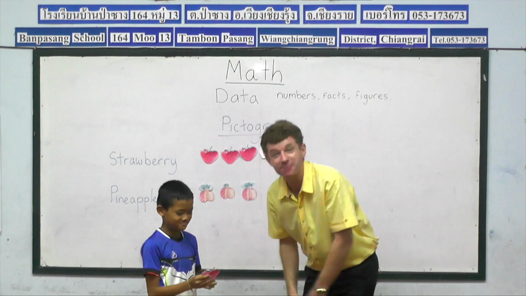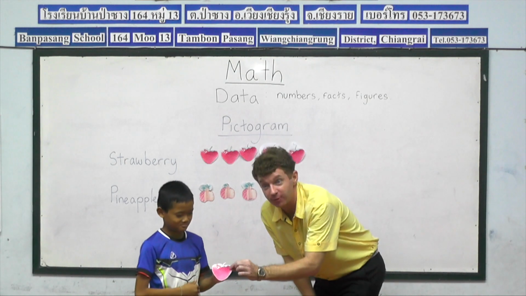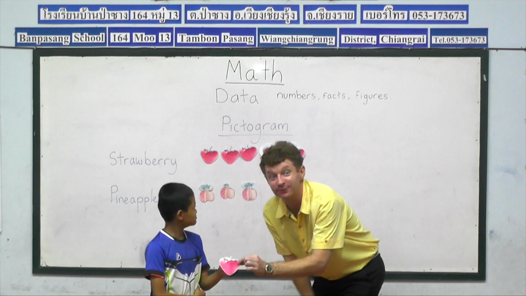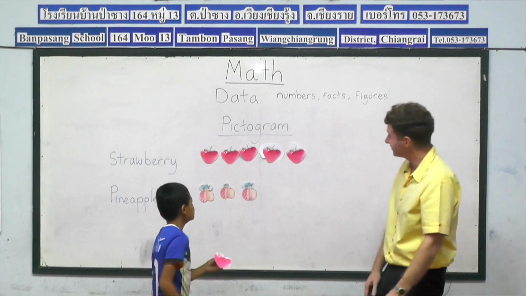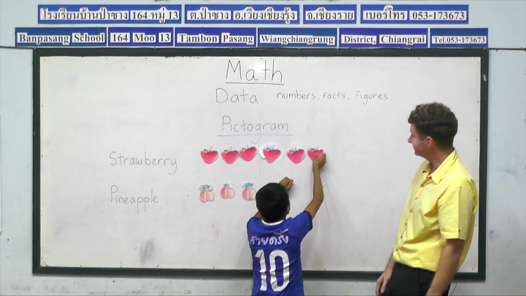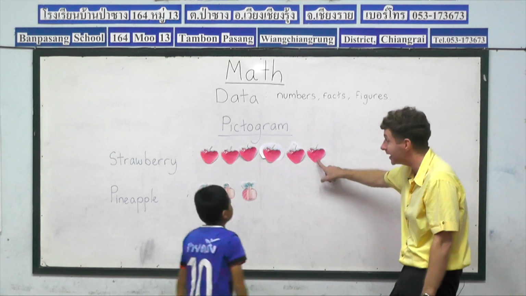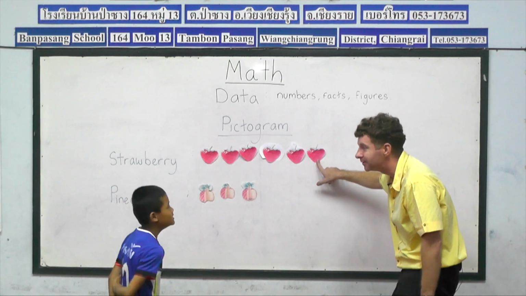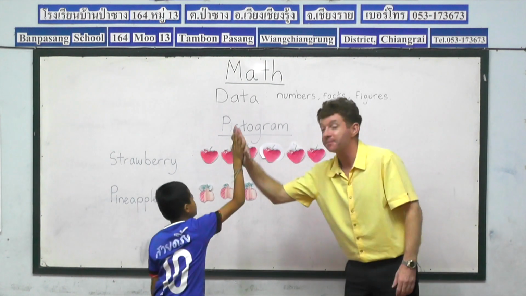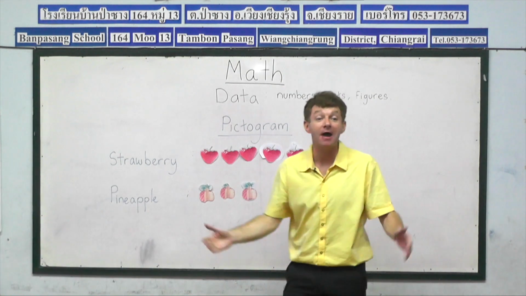Excellent. I wondered where it was. So what fruit can we see? Strawberry. So Chu, can you place it in the correct column? Excellent. And can you say strawberry? Perfect. Well done. Big high five for Chu and a big round of applause, guys.